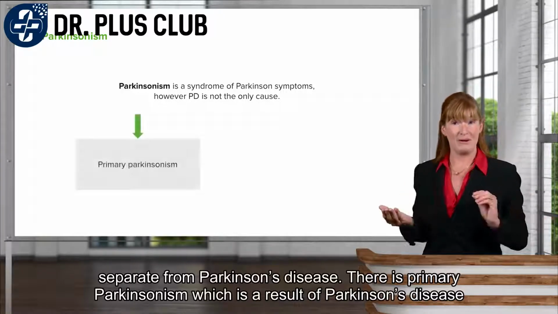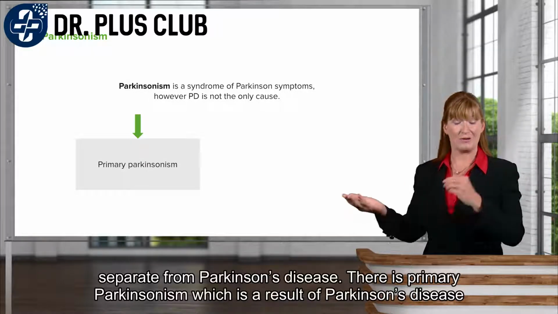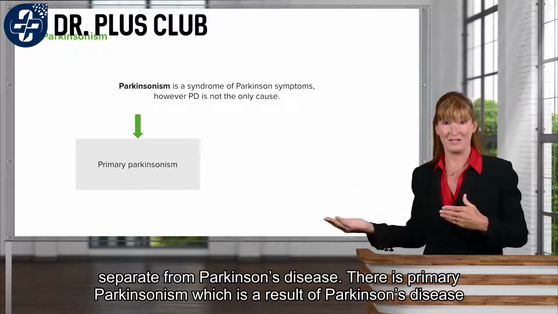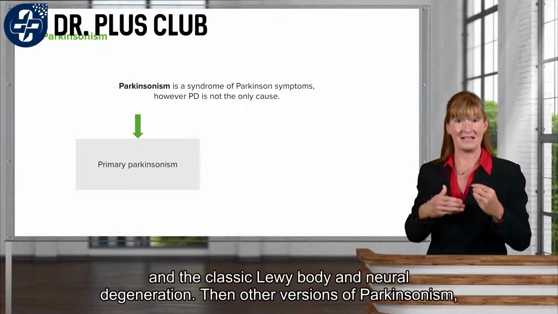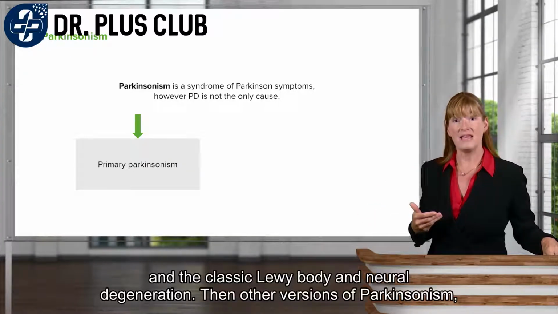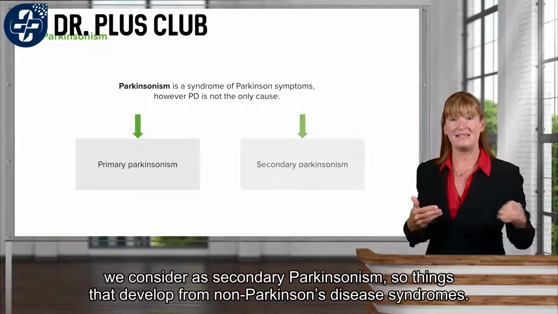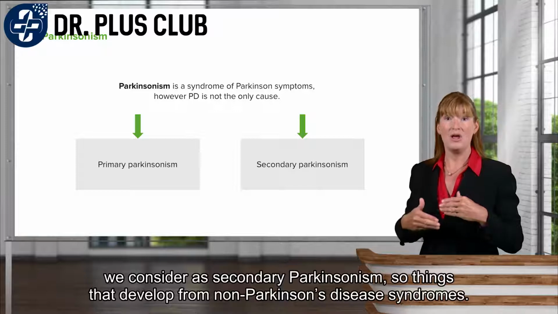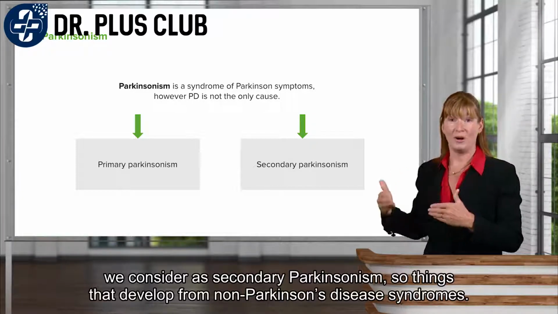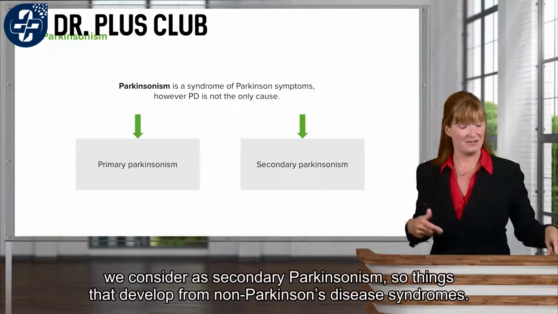There is primary Parkinson's, or primary Parkinsonism, which is a result of Parkinson's disease and the classic Lewy body and neural degeneration. And then other versions of Parkinsonism we consider as secondary Parkinsonism, so things that develop from non-Parkinson's disease syndromes.